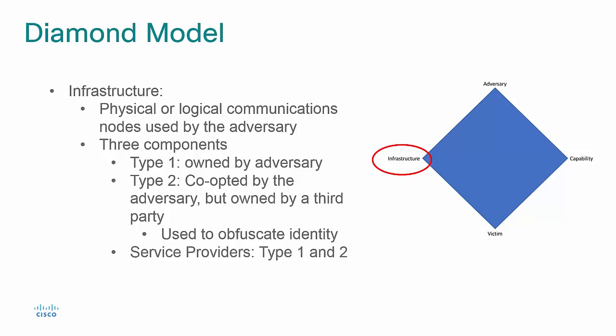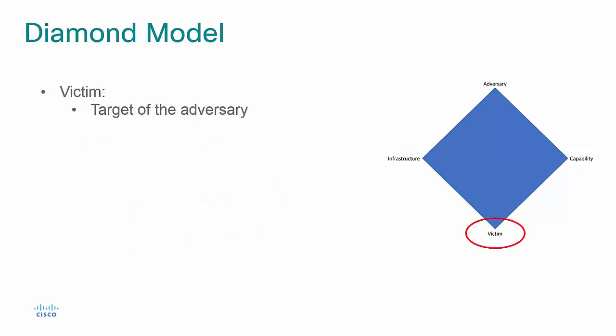And also we have service providers, which are entities that provide Type 1 and Type 2 infrastructure, and include entities such as the Internet service providers. The victim is obviously the target of the adversary. As a SOC analyst, the victim is your customer. You are watching over the victim's network to identify the adversary.